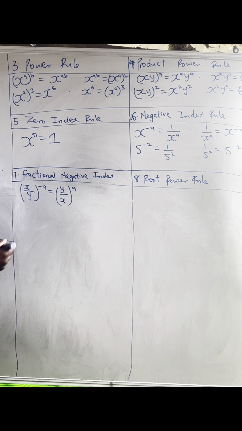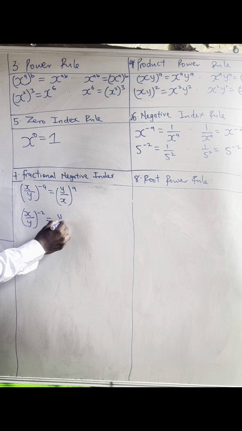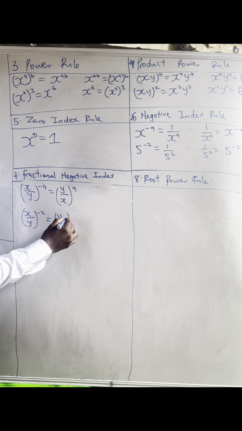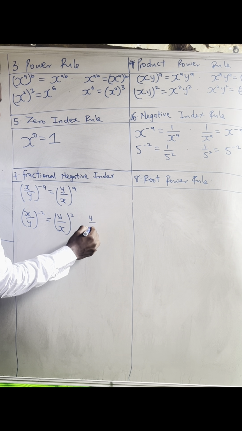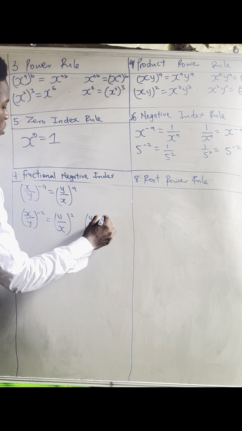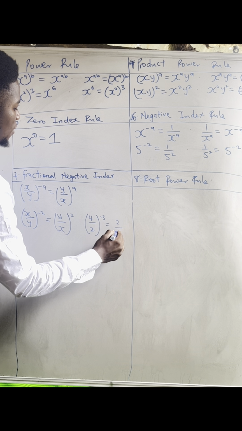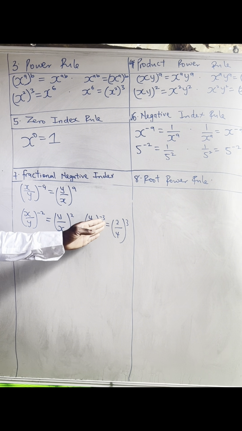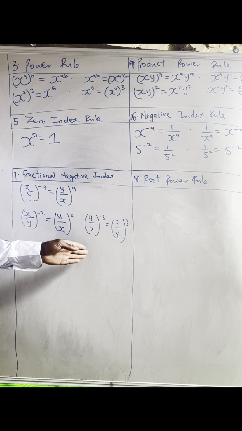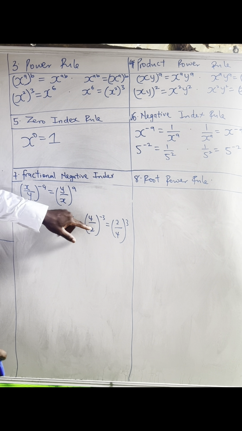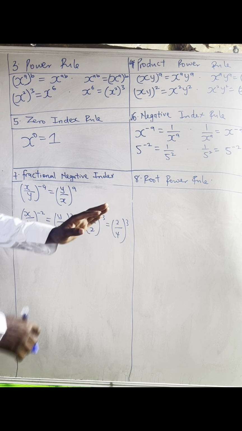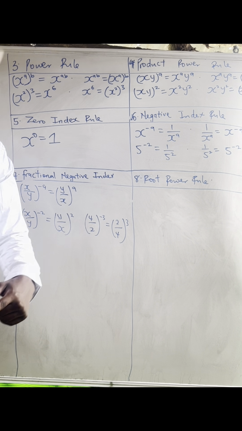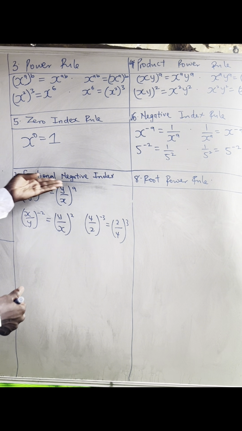So, for example, let's say I have (x over y) all raised to power minus 2. Then I can rewrite it as (y over x) all raised to power 2. Let's say I have (4 over 2) all raised to power minus 3. Then this can also be written as (2 over 4) all raised to power 3. So whenever you are changing the negative power of a fraction like this to positive, then you are changing that fraction to its reciprocal. Do you get that? That is for the fractional index law.